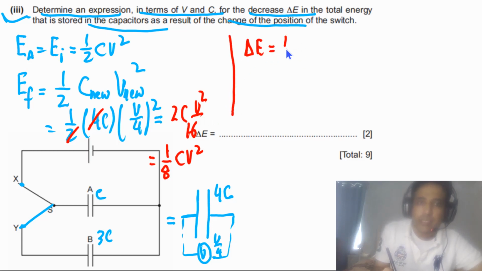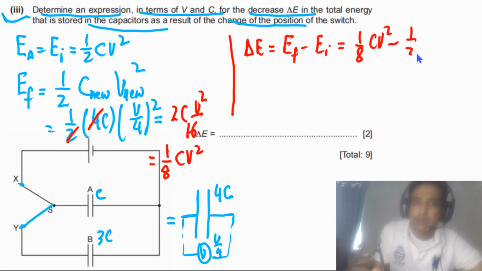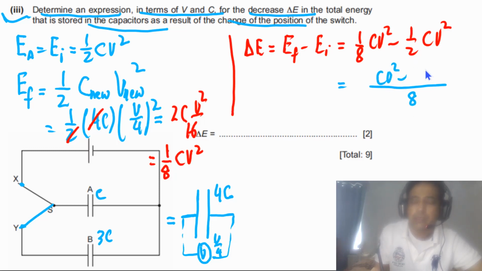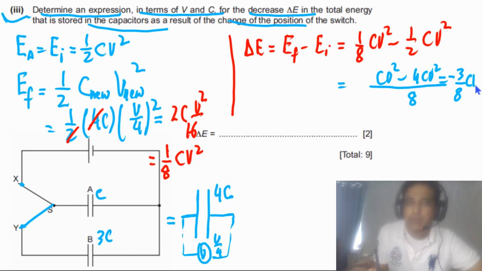Delta E. So we have E final minus E initial. E final we have that is equal to 1/8 CV square. E initial we have 1/2 CV square. If we take LCM, we will get 8. So this will be CV square, and here we will get 4CV square. If we simplify this one, we will get minus 3 by 8 CV square.